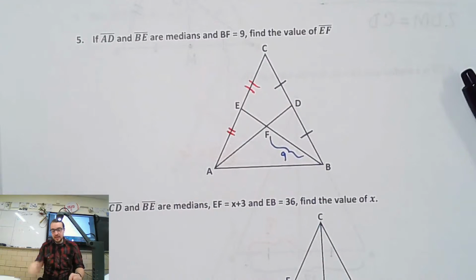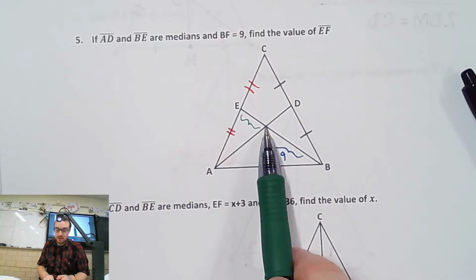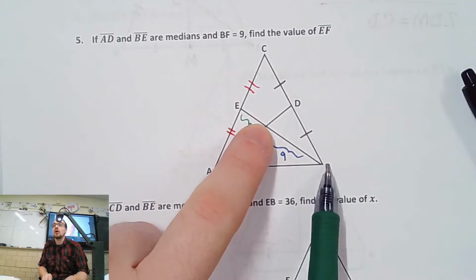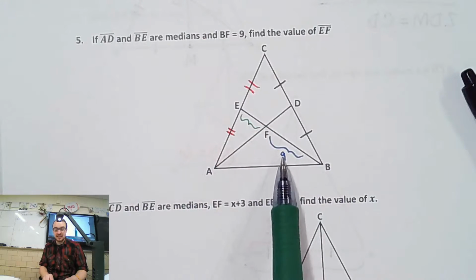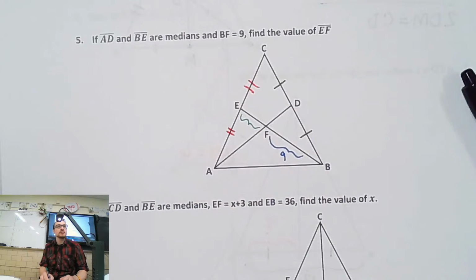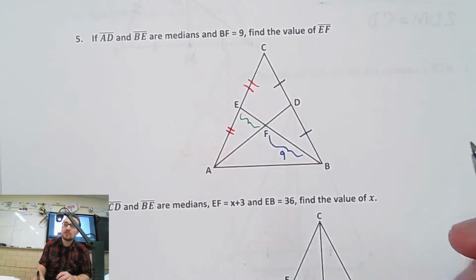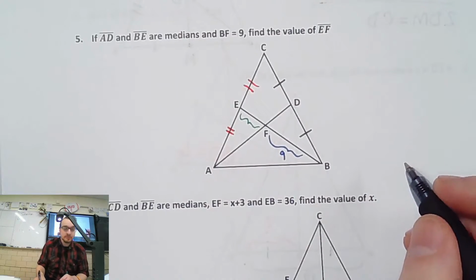That's 9. Find the value of EF. Well, EF's this little bit right here. Now, which part is longer? Is it going to be the part from the vertex to the centroid, or from the midpoint to the centroid? Vertex to centroid. That'll always be the longer part. So if this is 9, that's going to be half of that, right? What's 9 divided by 2? 4.5. You can write 4.5, or you can write 9 over 2, right?